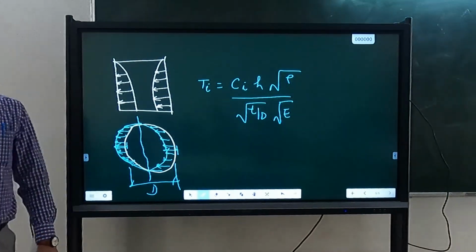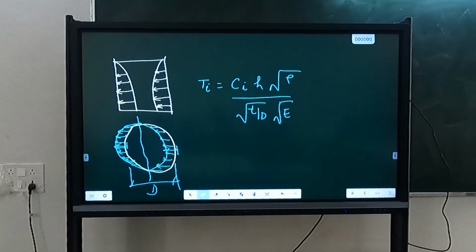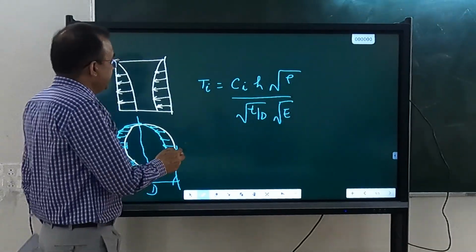But software is available in which those acoustic elements are available. You can learn those and you can do fine. So if the water tank is of an irregular shape, not rectangular or circular, then you have to go for fine. Okay. So this is about TI.